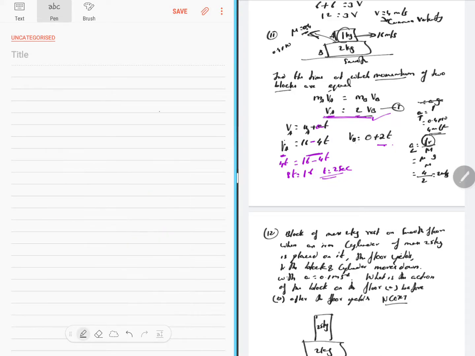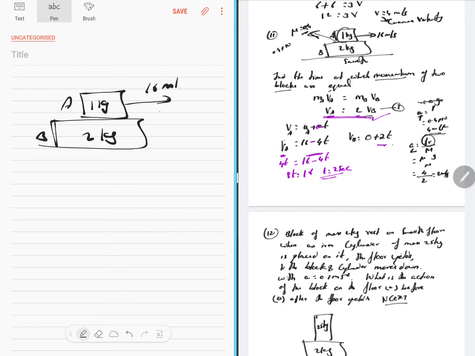So look at the sum. There's an A block and a B block. A block is a 1 kg block and the B block is a 2 kg block. There's a velocity of 16 meter per second with which A is already moving, which is the initial velocity of the A block.